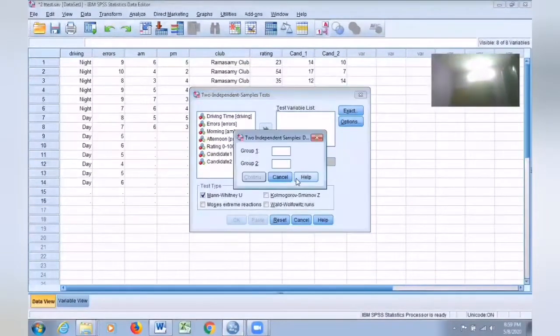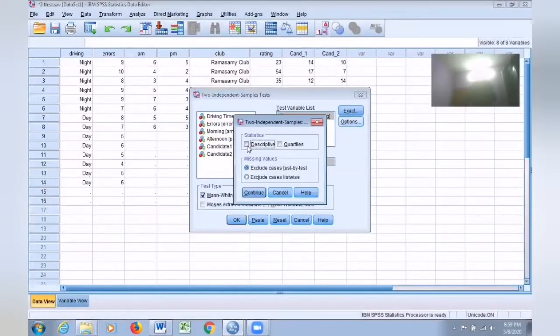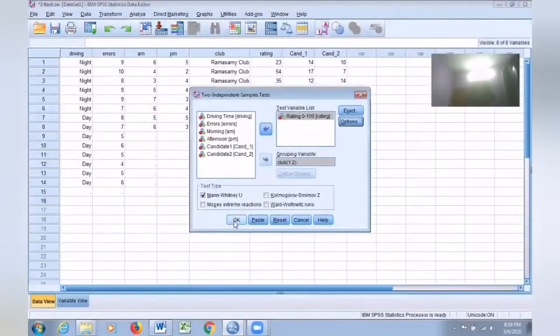I have to define the groups. I've given 1 to Ramasamy Club and 2 to Kandasamy Club. So I have given 1 and 2. Continue. Which is our dependent variable? Rating. I send the rating variable to test variable. There are options. Click on options. If you want descriptives, you can click descriptives. Continue, and then click on OK.